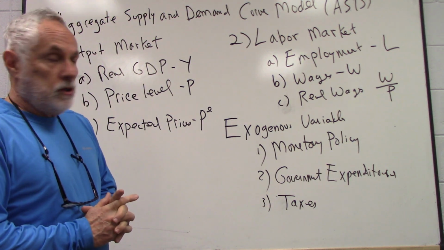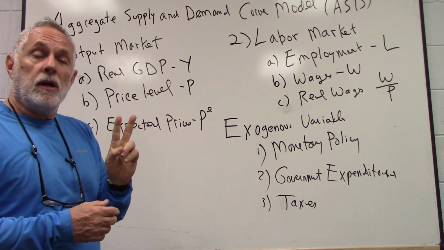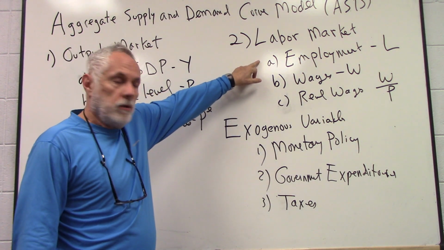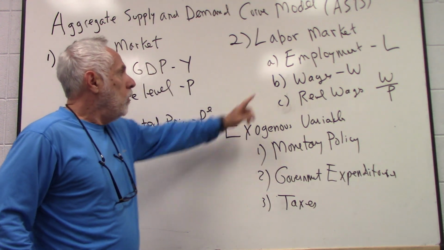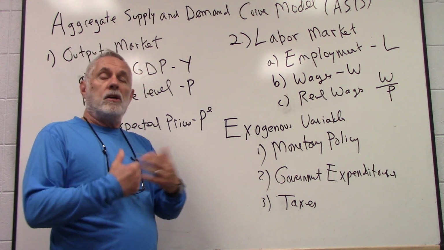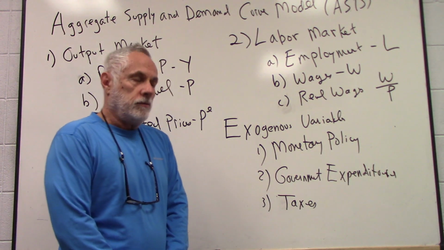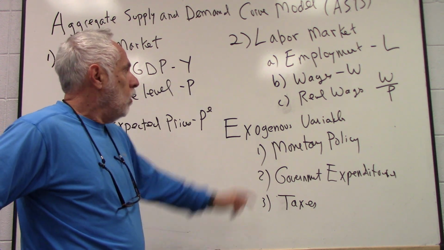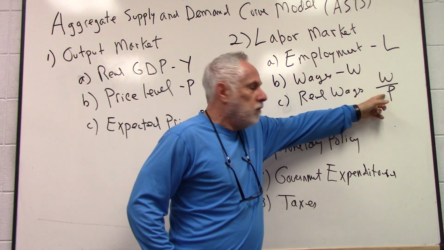The second market we deal with is the labor market. The labor market solves for two endogenous variables and then implicitly a third one. The first is employment, which we'll call L, and again, employment is an endogenous variable. Then we have wages, which is the cost of purchasing labor, or the income that households receive by supplying labor. Wages are designated with the letter W. The third variable pulled out of this model is real wages, defined as W, nominal wages, over P, the price level.